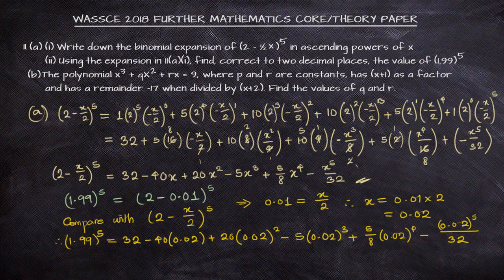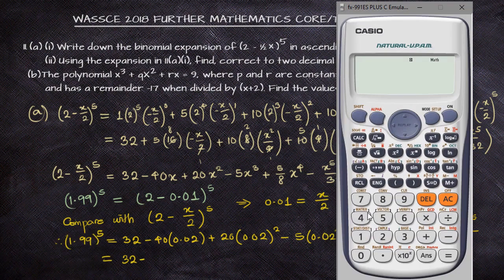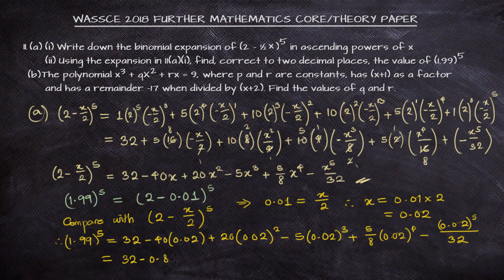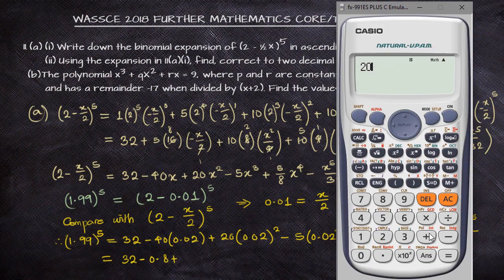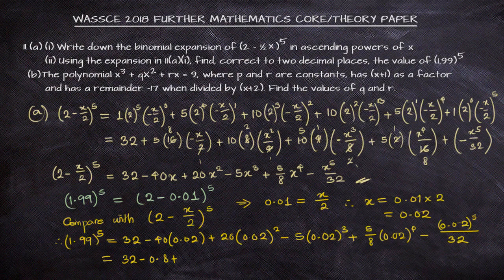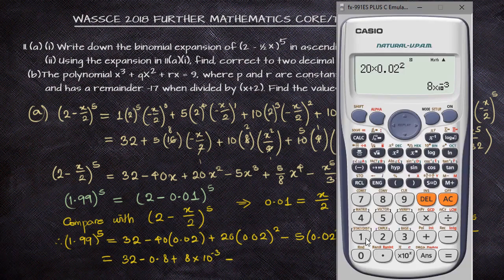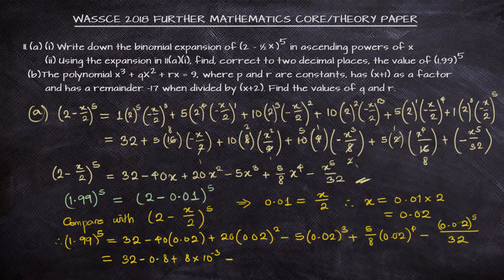But let's also bring in our calculator to see what we are going to get with these values that we are trying to plug in. So here, we have 32 minus 40 multiplied by 0.02. That will be 0.8. So 32 minus 0.8 plus 20 multiplied by 0.02 raised to power 2. That will be 8 times 10 raised to power minus 3 minus, now, 5 multiplied by 0.02 raised to power 3. That will be 4 times 10 raised to power minus 5.